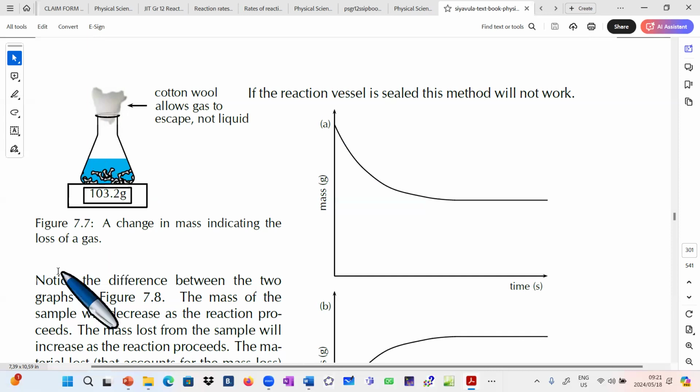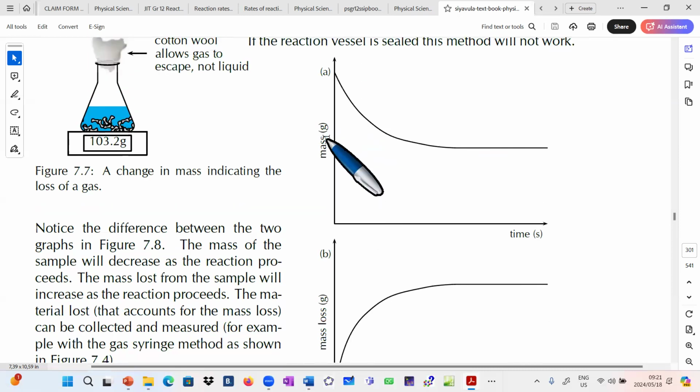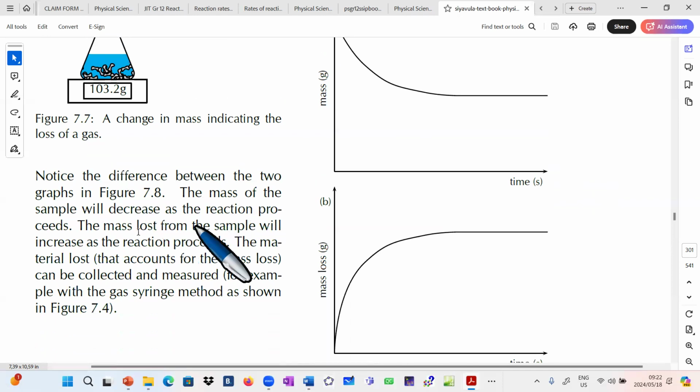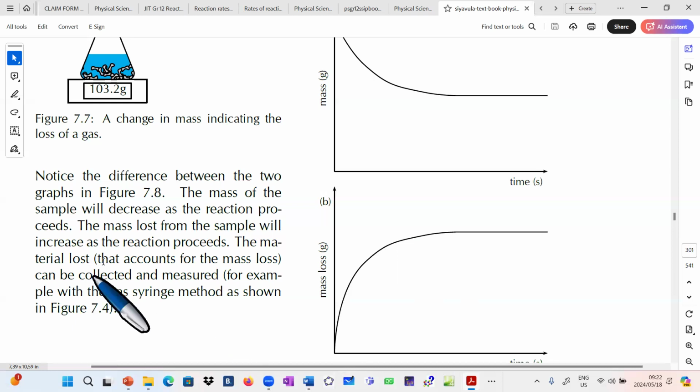Figure 7.7 shows a change in mass indicating the loss of gas. You can see the mass is decreasing, and eventually appears to be constant over time. So that is when there is loss of mass. Notice the difference between the two graphs in figure 7.8. The mass of the sample will decrease as the reaction proceeds, while the mass lost from the sample will increase as the reaction proceeds.